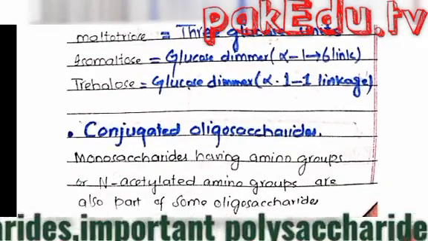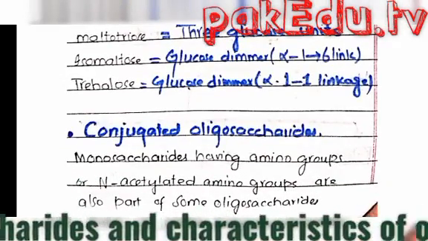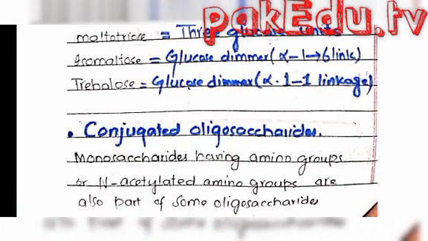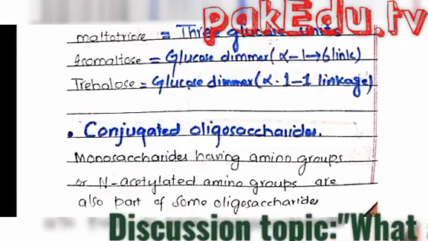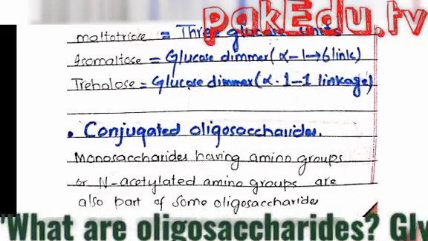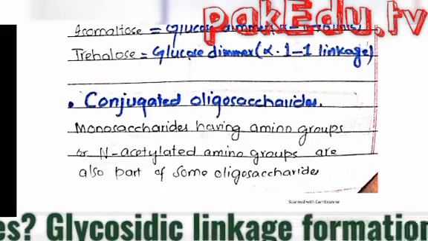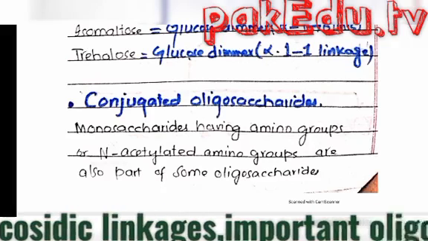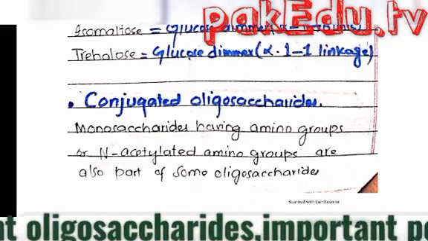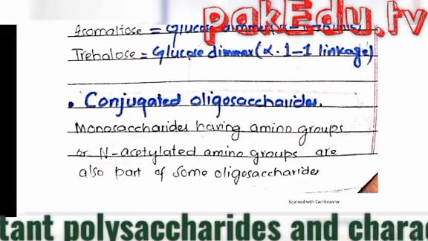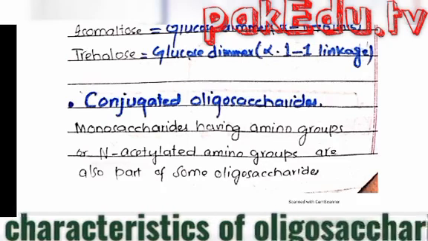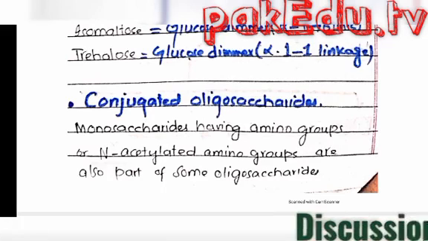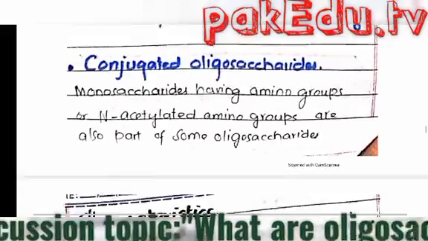Next are the conjugated oligosaccharides. When monosaccharides that have different groups, like an amino group or acetylated amino groups, combine with each other, they of course form oligosaccharides, but due to the presence of these groups, like amino groups, these oligosaccharides are not simple oligosaccharides. These are called conjugated oligosaccharides.